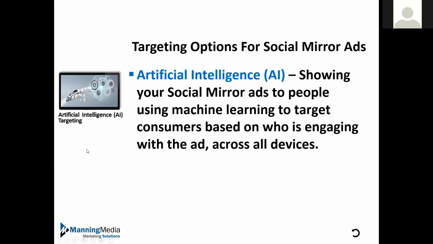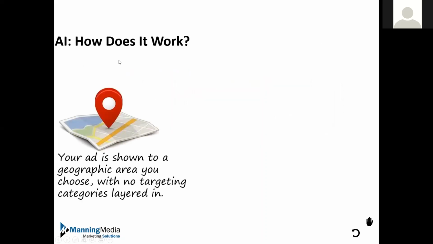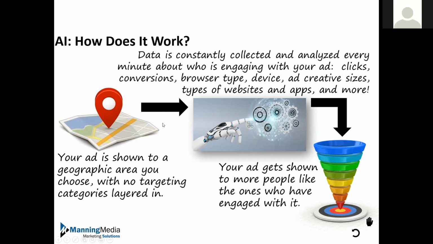Artificial intelligence. So using artificial intelligence to show that ad to people, it's a machine learning tool. It targets consumers based on who's engaged with the ad, again, across all devices. This is how AI works. We start off with a geographic area that you choose. There are no targeting categories layered in at this point, but data is constantly collected and analyzed every minute about the individuals who are engaged with your ad. So we can see click conversions, browser type, devices, ad creative sizes, the websites and apps, and so much more. And with that data being collected minute by minute, artificial intelligence is then going to show your ad to more people like the ones who have engaged with it.